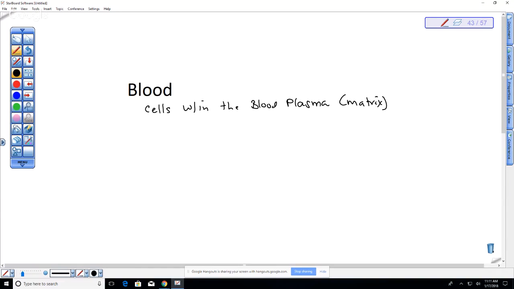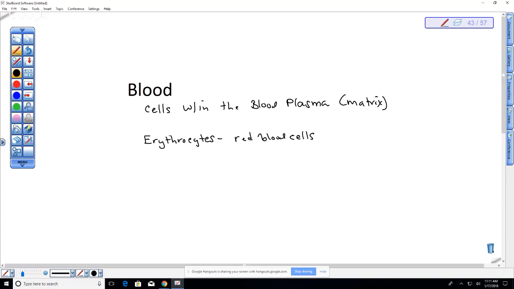The types of cells that we include: erythrocytes. This is the name for the red blood cells. They are red because they have a pigment, a respiratory pigment in them. Does anybody know what that respiratory pigment is called in red blood cells? What makes the red blood cells red?